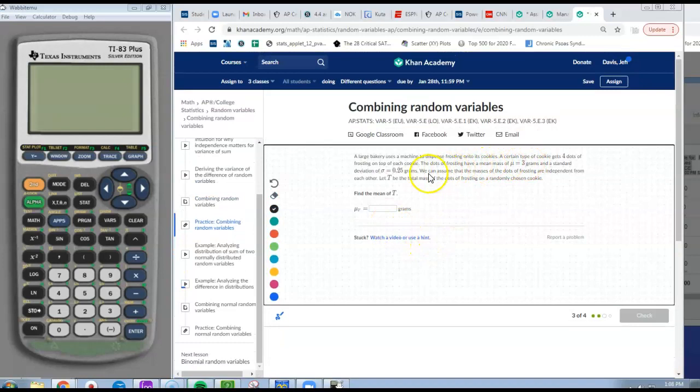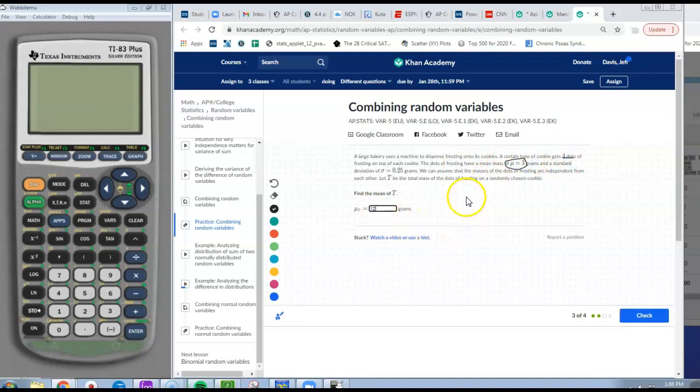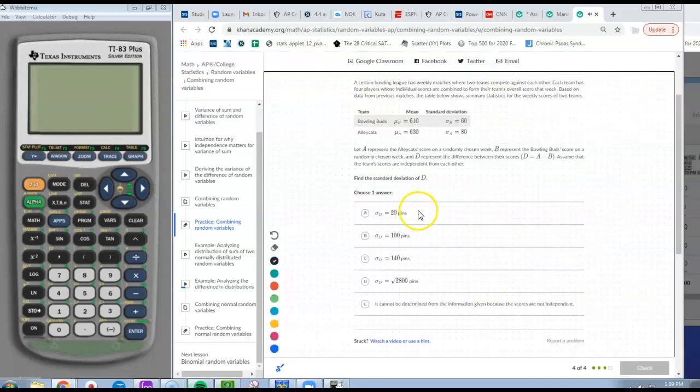And you are still inside the square root sign, so make sure you pick that one. Mean of t. So a certain type of cookie gets 4 dots of frosting. The dots have a mean of 3. 4 dots, mean of 3. You would expect 4 times 3 to be 12 grams. If they ask for the standard deviation, you would do the square root of 0.25 squared plus 0.25 squared plus 0.25 squared plus 0.25 squared. That's a Pythagorean theorem type thing. You might have extra sides of your triangle, but you would calculate this if they ask for standard deviation.